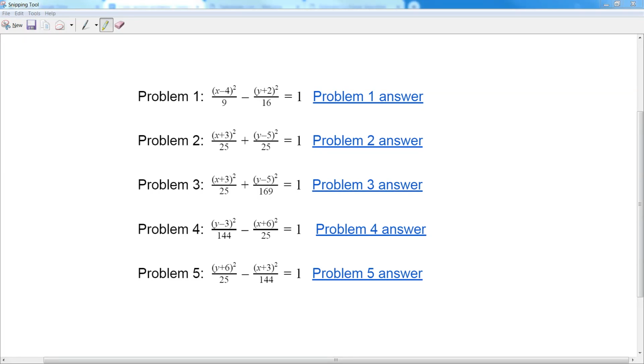Here are some quadratic equations, and the graph of each one of these will be a conic section because they're quadratic equations. And I want to talk for a moment about how to identify what type of equations these are.